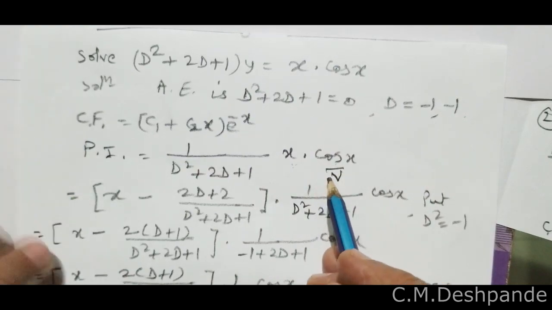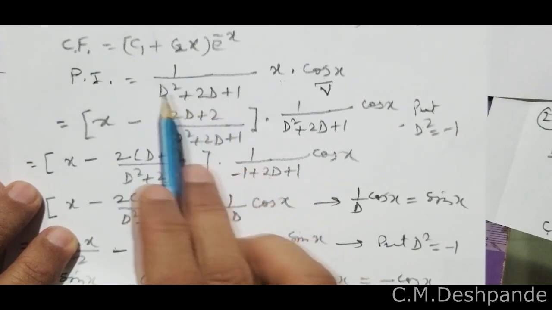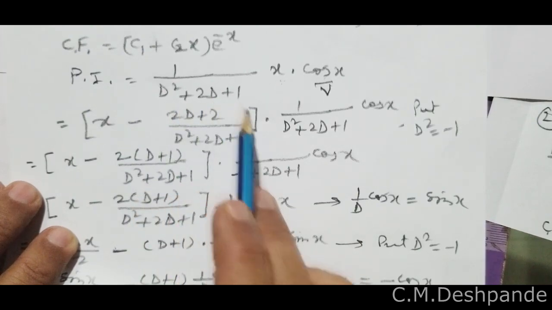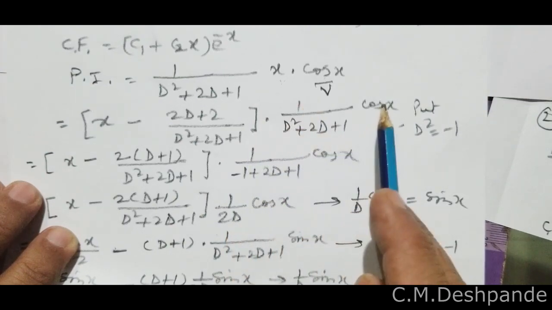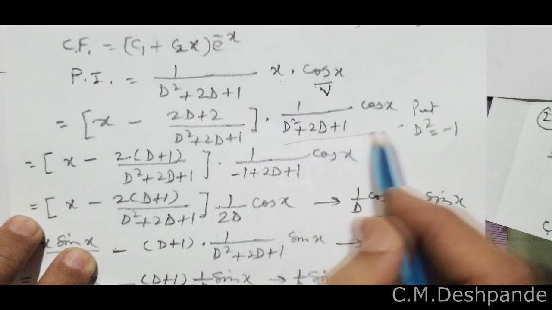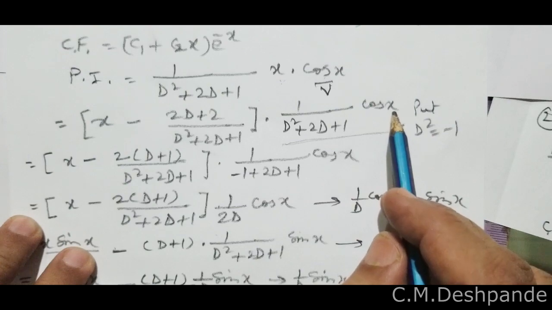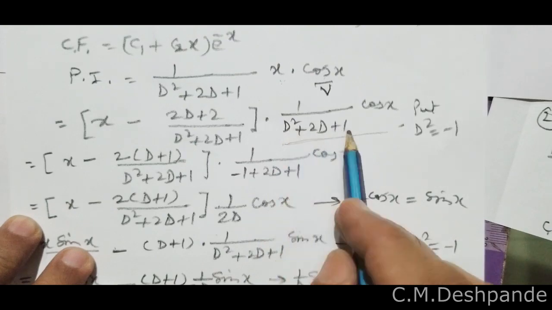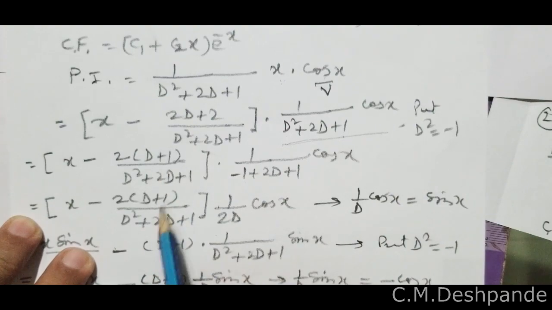Using method number 5, x minus f dash of D, meaning the derivative of this polynomial, 2D plus 2, upon f of D, meaning D square plus 2D plus 1, close bracket, into 1 upon again f of D, D square plus 2D plus 1 operating on v, cos of x. Then first complete this outside term. Now it is completed by using shortcut method number 3, put D square equal to minus 1. So minus 1 plus 1 gets cancelled. So only 1 upon 2D. This bracket remains the same.